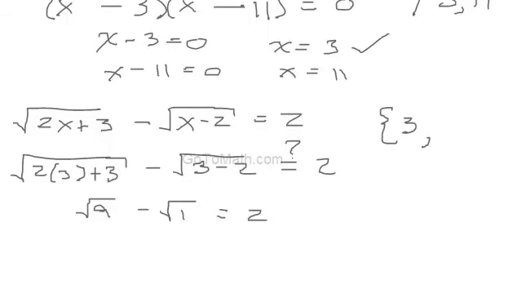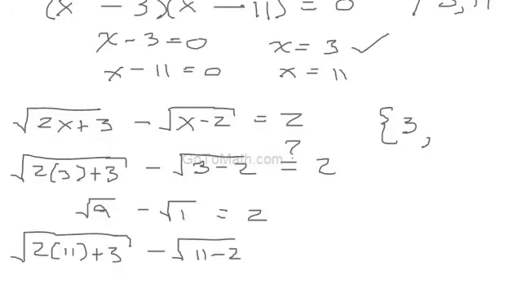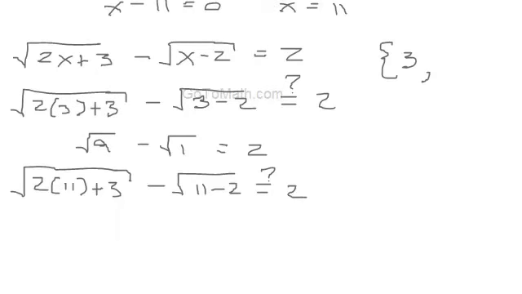Alright, and then what we'll do is check out for 11. So 2 times 11 plus 3 minus 11 minus 2. Okay, so this is possibly equal to 2, we'll put a question mark here. Alright, so this is going to be 22 plus 3 is 25, minus, and 11 minus 2 is 9. So this is 5 minus 3, which actually is equal to 2.